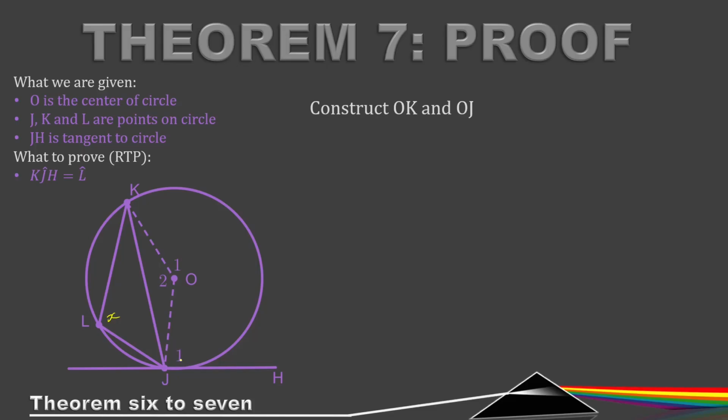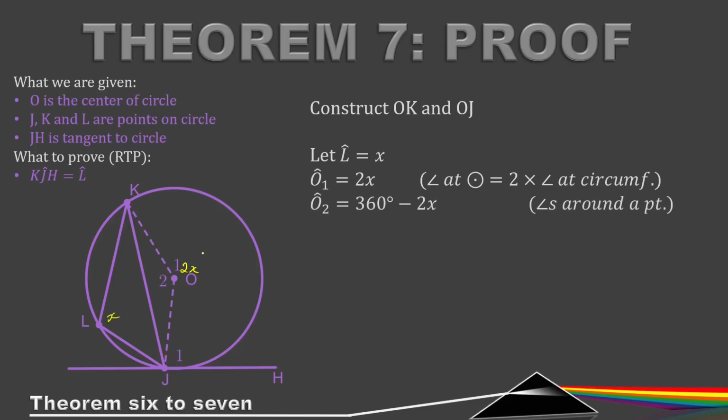Most of the procedures are going to be the same still. We say that this angle is twice that angle, because the angle at the center of the circle is 2 times the angle at the circumference. So we let L equal x, and then O1 is 2x. Now to find O2, we just use angles around a point. So O2 is 360 minus 2x because of angles around a point. I'm just going to write this in.